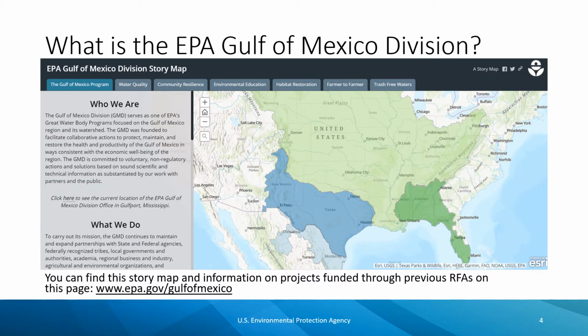So what is the EPA Gulf of Mexico Division? GMD is one of EPA's great water body programs and is focused on the protection and restoration of the health and productivity of the Gulf of Mexico. GMD activities are centered around voluntary, partner-driven projects. All projects must take place in one of the geographic categories identified in the RFA and within the Gulf of Mexico watershed. The link to GMD's webpage is epa.gov/gulf-of-mexico. On this page, you can find a link to the story map pictured here on this slide and find information on previously funded projects.